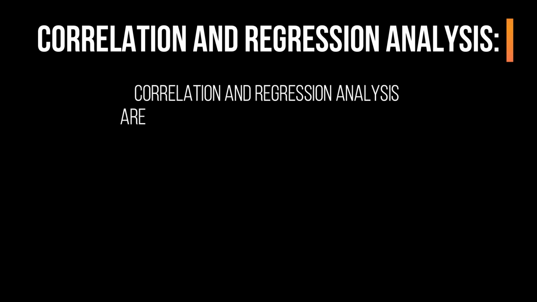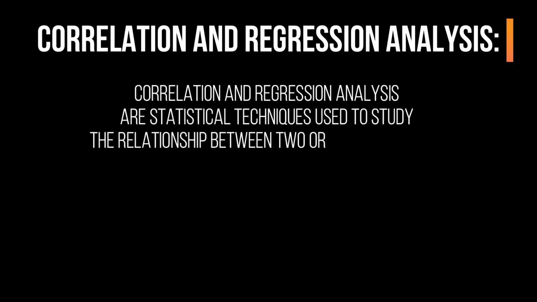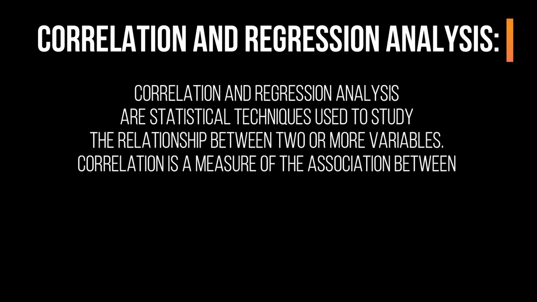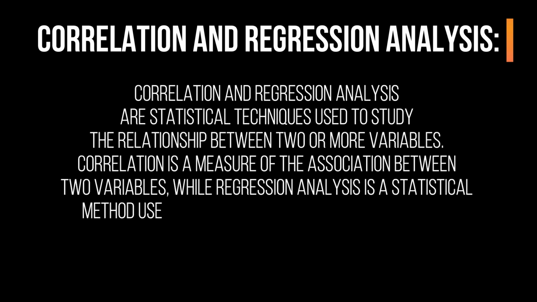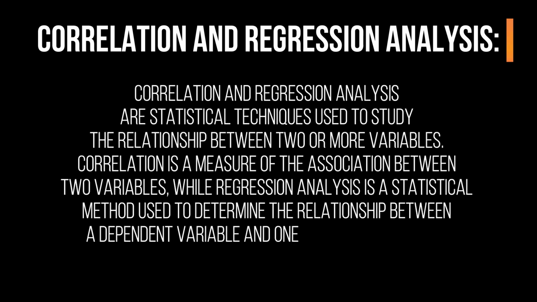Correlation and regression analysis. Correlation and regression analysis are statistical techniques used to study the relationship between two or more variables. Correlation is a measure of the association between two variables, while regression analysis is a statistical method used to determine the relationship between a dependent variable and one or more independent variables.